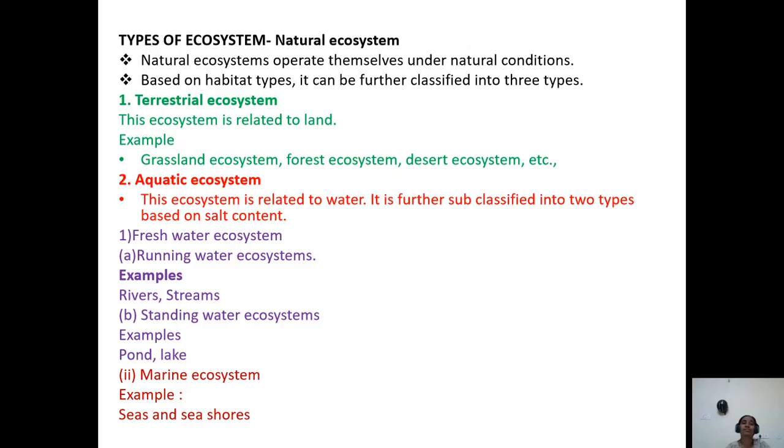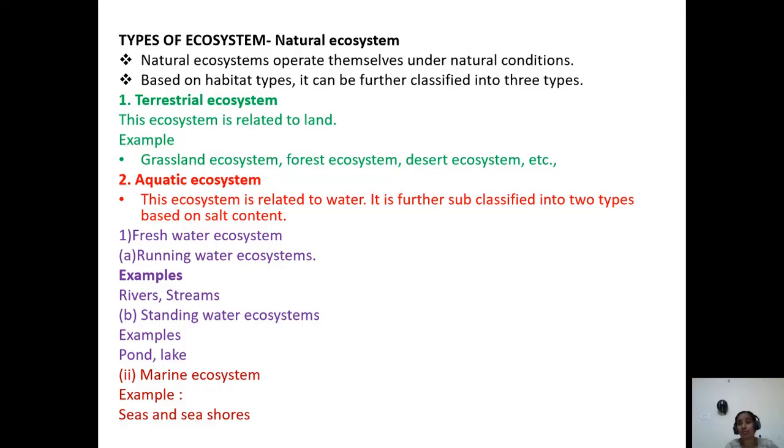Types of ecosystem. Based on the landscape, ecosystems are of two types: natural ecosystems and artificial anthropogenic ecosystems. Two varieties of natural ecosystems are there: terrestrial ecosystem and aquatic ecosystem. Terrestrial ecosystem examples: grassland, forest and desert ecosystem. Aquatic ecosystems, examples: fresh water and marine water.